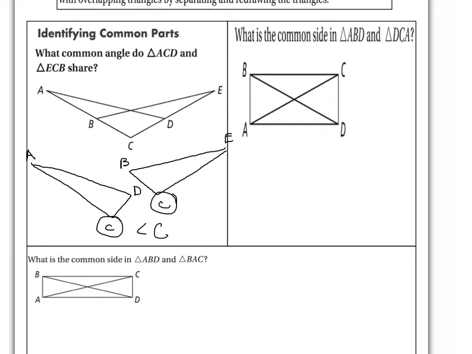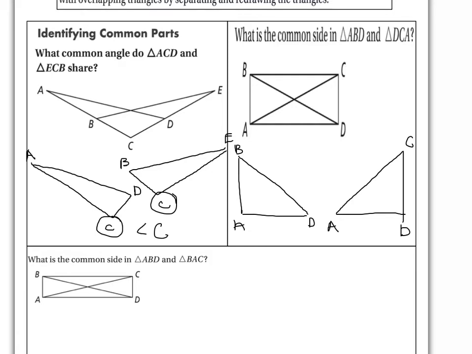All right. So as we look here, what is the common side of triangle ABD and triangle DCA? Again, I need to separate these. ABD is this triangle right here, so I'm going to redraw that triangle, ABD, and label it. This is A, this is B, and this is D. The other triangle is DCA, and DCA is from here to here to here. So again, I'm going to redraw DCA. Here's D, here's C, here's A. Those are my two triangles.